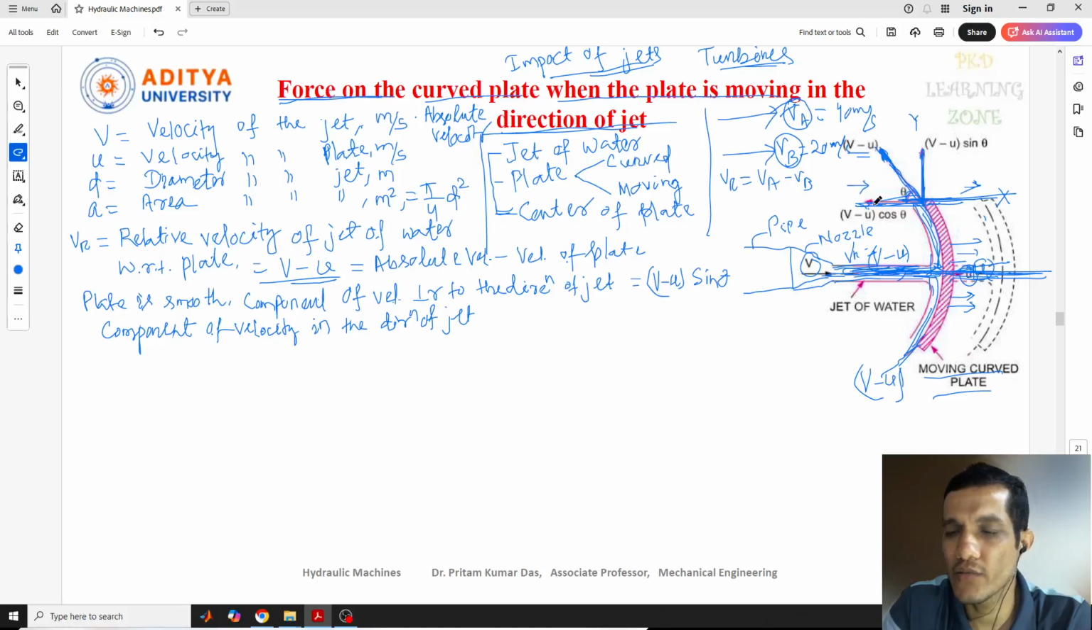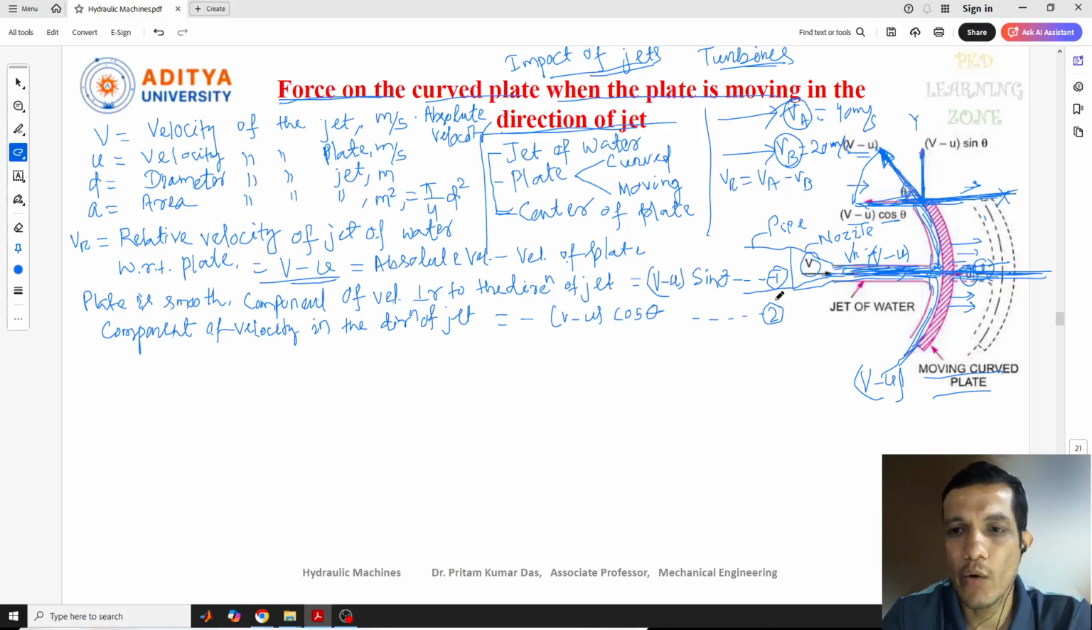So the x direction means this one. Actually the x direction is the direction in which the jet is moving, but here if you see the arrow mark, the direction of this which is coming out, this will be resolved in this direction with an angle of theta, so that is (v minus u) cos theta. This (v minus u) cos theta is reversed to the x direction, so we need to consider the negative, that means minus of (v minus u) cos theta. These are the two things we need to consider. This one we can call equation 1 and this one equation 2.